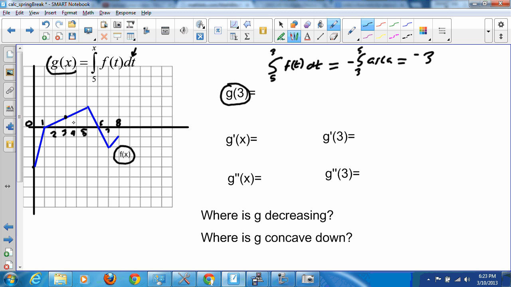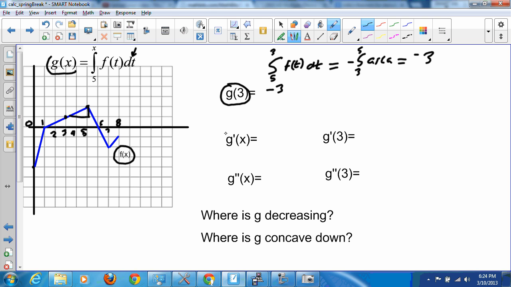Just to reiterate, you have these two squares here, and you have a little triangle right here. Its length is 2, and its height is 1. So half of 2 times 1 is 1. So there we are. You have a negative 3.